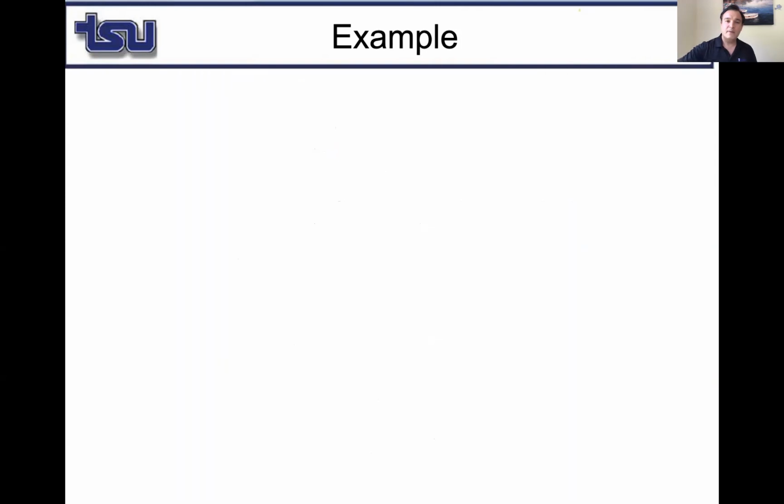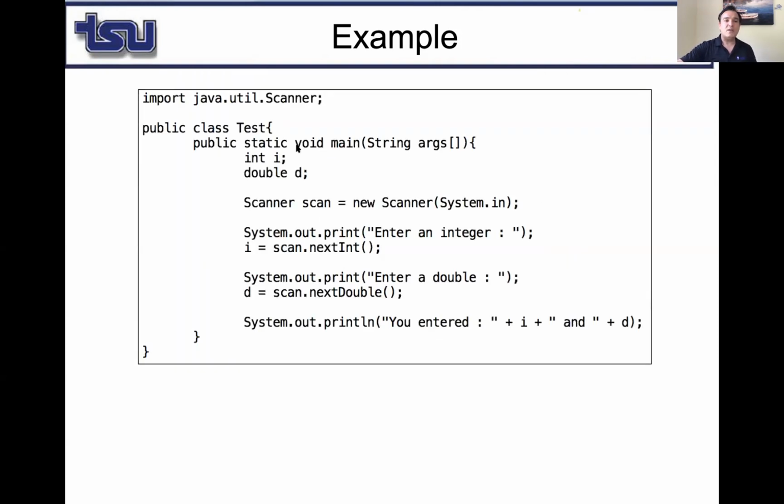Okay? Here's an example. Again, I import the Scanner class located in the java.util package. I define my class Test, left and right braces. I define my main method, left and right braces. This time I define two primitive data types in two variables whose types are int and double. i can hold integers, d can hold doubles. And double is like floating point numbers. 11.33 is a double. 35 is an int, okay?